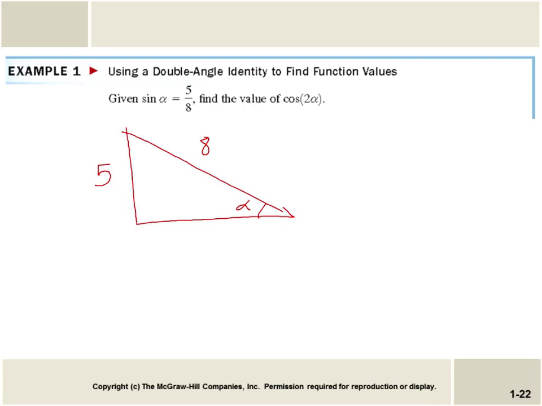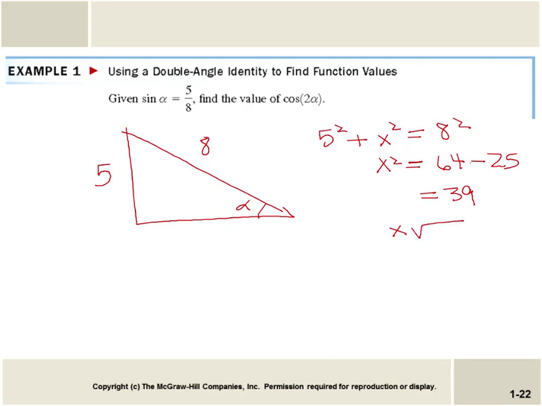Okay, so we have 5 squared plus x squared equals 8 squared. So x squared equals 64 minus 25. So that's 39. So x equals the square root of 39. Okay? Good. So now what?